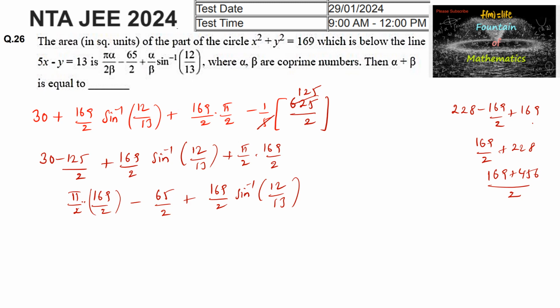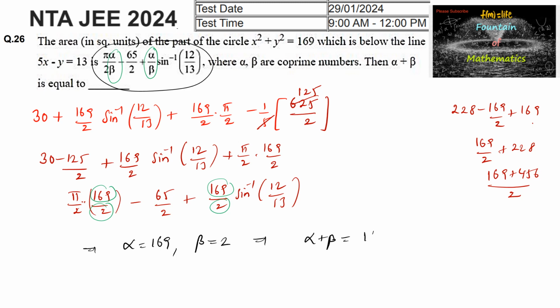So when comparing with the question, pi upon 2 alpha by beta and alpha by beta sine inverse. So 169 upon 2 here, 169 upon 2. So from this we can conclude that alpha is equal to 169 and beta is equal to 2. So our required answer is alpha plus beta, which is equal to 169 plus 2, which is 171. So 171 is the answer for this question.